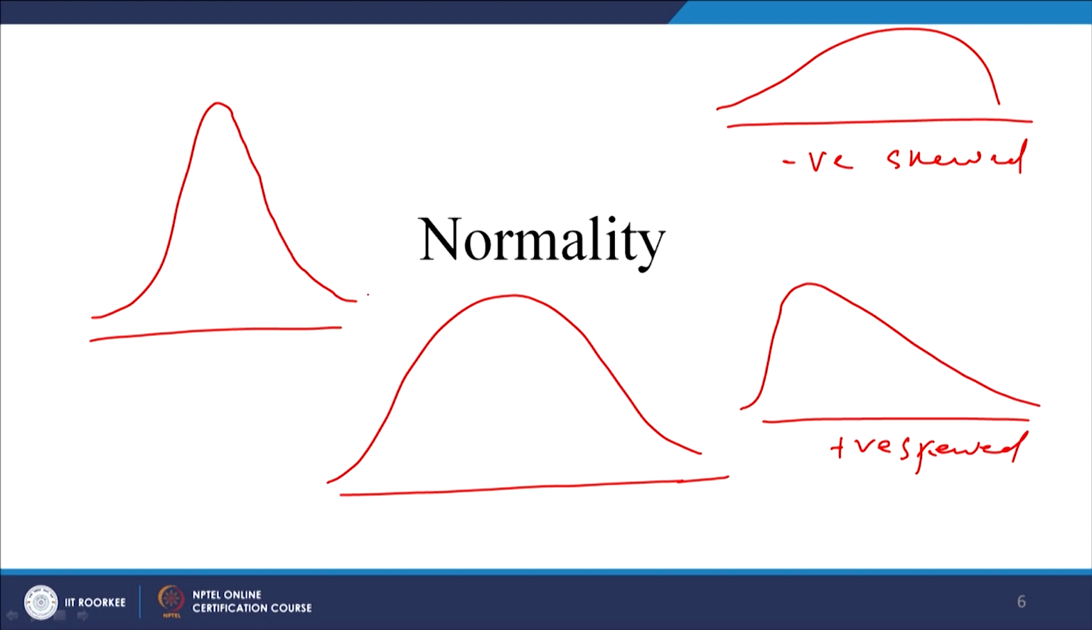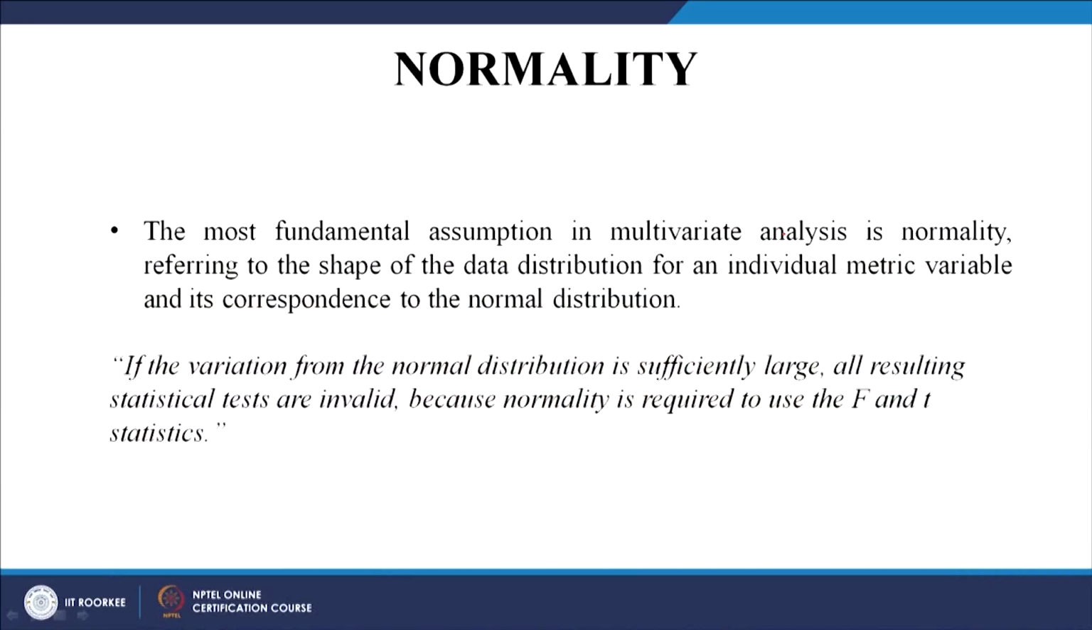However, please remember that normality becomes less of significance when your sample size is extremely large. As your sample size goes on increasing, maybe in correspondence to the number of variables, it is very high, then in such cases normality becomes lesser and lesser of a problem, because the values try to normalize each other. The most fundamental assumption in multivariate analysis is normality, referring to the shape of the distribution.